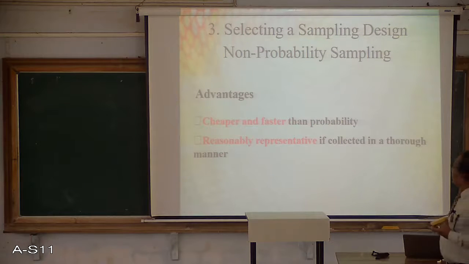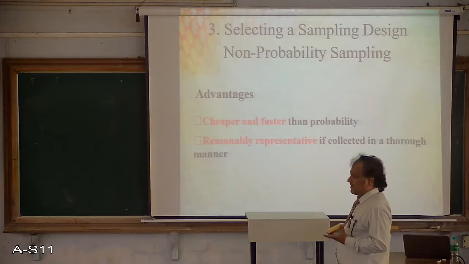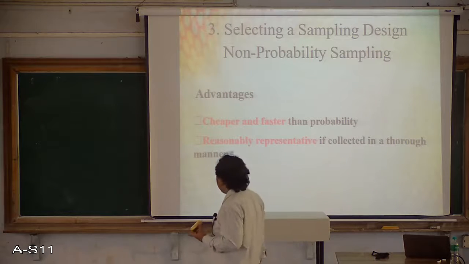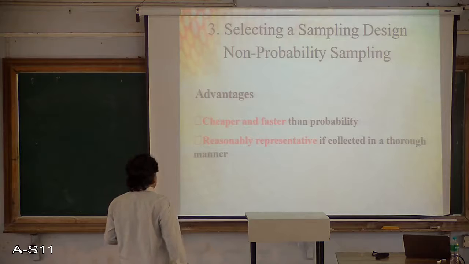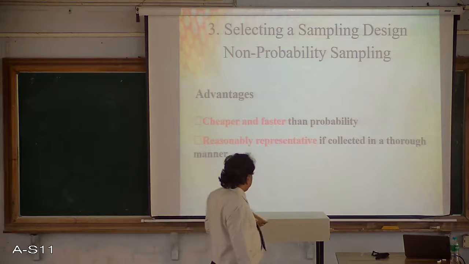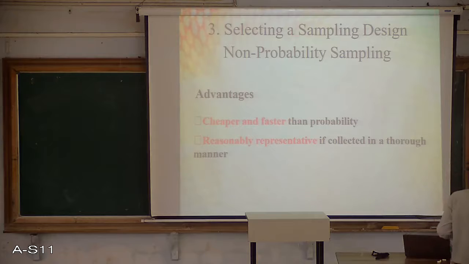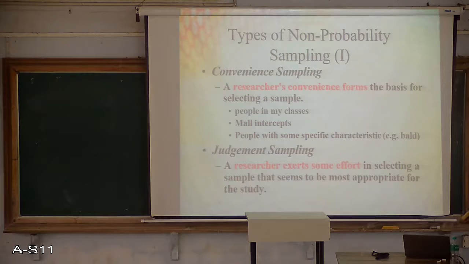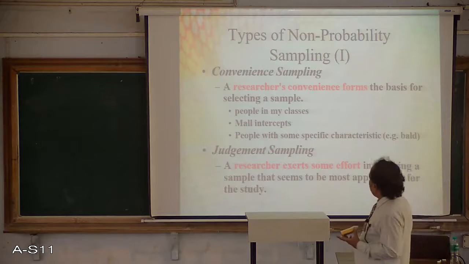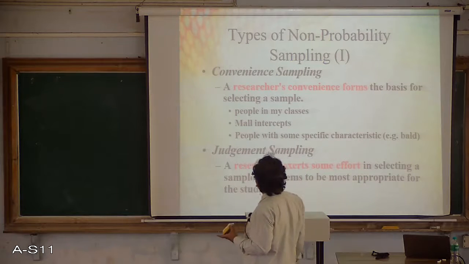Selecting a sampling design from non-probability sampling has some advantages: it is cheaper and faster than probability sampling. You can do the sampling faster and less expensively, and it is reasonably representative if collected in a thorough manner. It is only based on the researcher's skill and capability that the sampling is going to be done. So what are the different types of non-probability sampling?